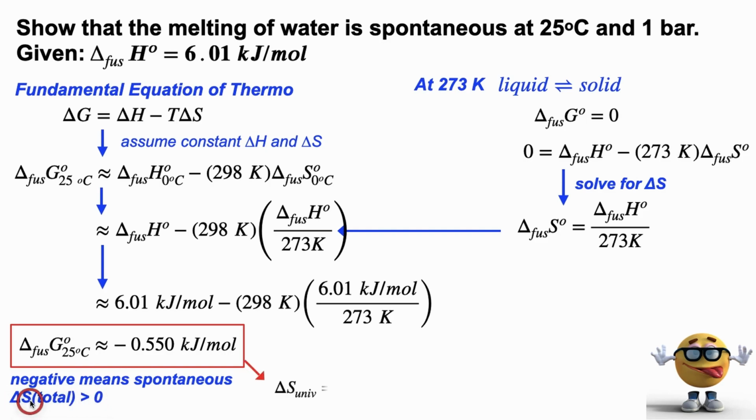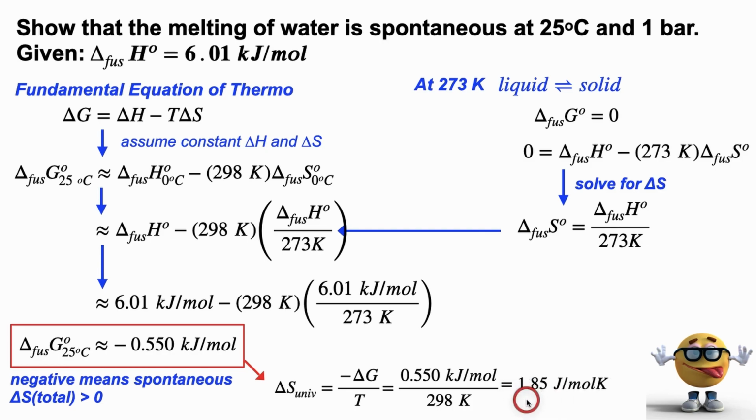We can solve for this delta S by using this cool equation right here. Let me know if you want me to derive this. We plug in our values for the change in Gibbs energy. This is positive because this negative cancels out with this negative, and we're left with a positive number, so the entropy of the universe changes when water melts at 25 degrees Celsius.